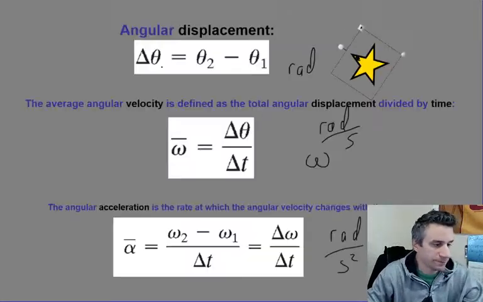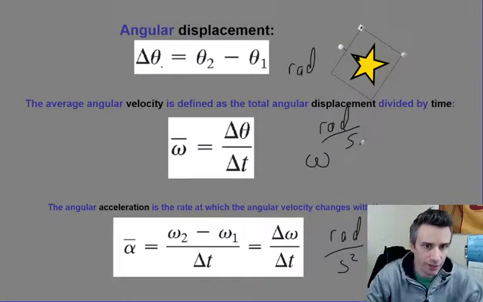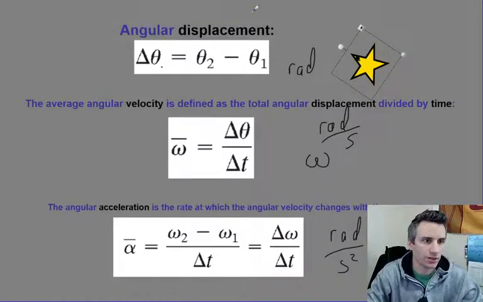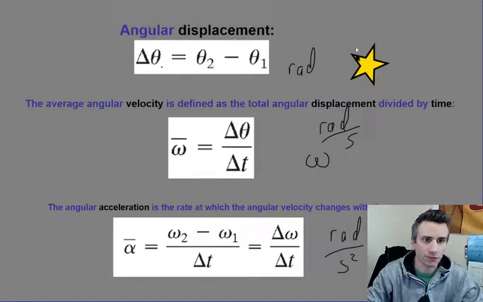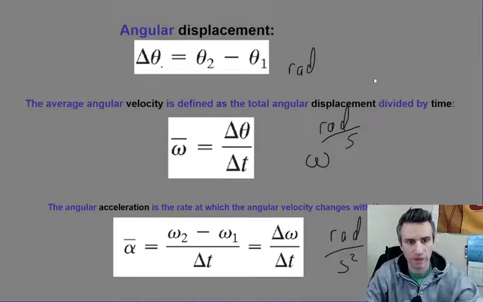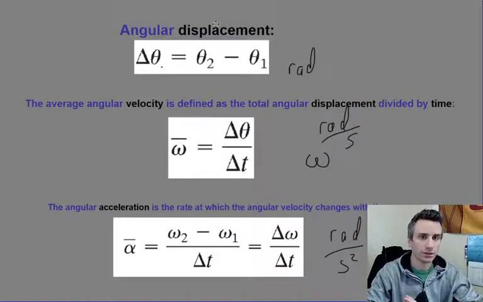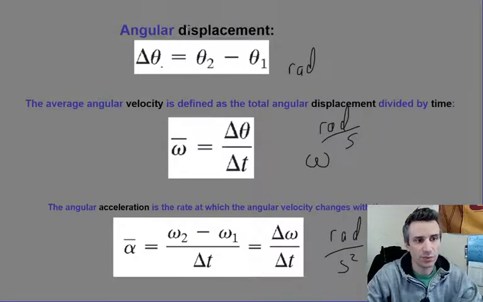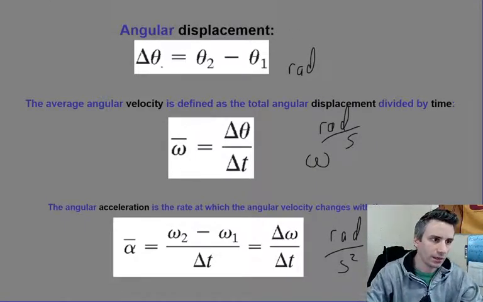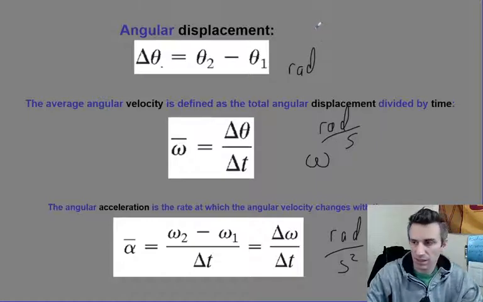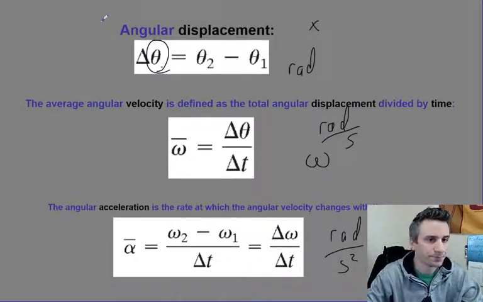So, here is some of the info that I want to express right off the bat. I want to make some comparisons here between linear and angular motion. So in this case, we have angular displacement. Where linear displacement was represented with the letter x, now it's going to be represented with the Greek letter theta.